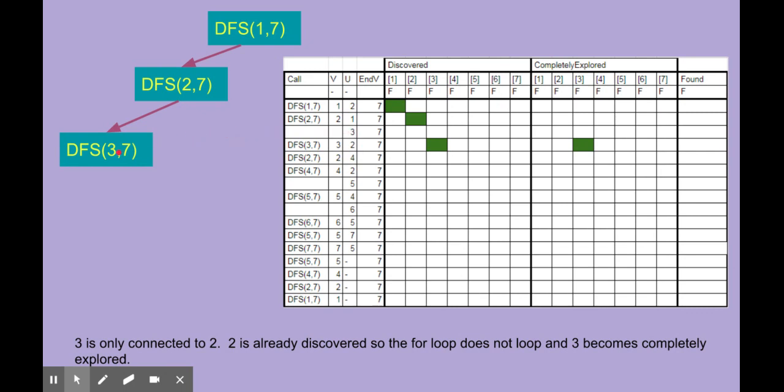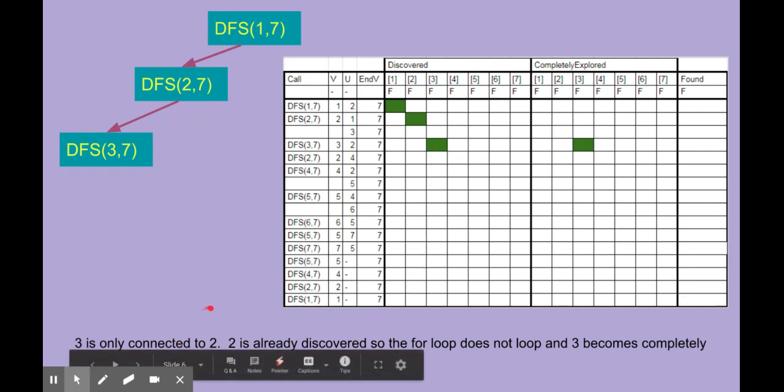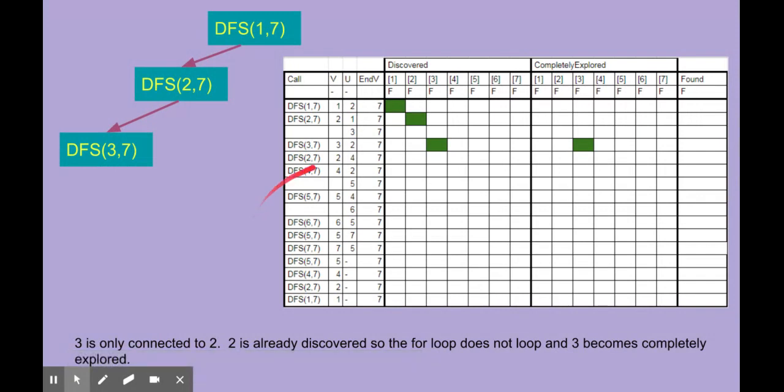So it calls 3. It does the call to 3 and 7. It's at this point that 3 becomes discovered as it recurses through. And then it's only connected to 2, which is already discovered. So the for loop doesn't loop anymore. And then therefore position 3 completely explored becomes true. So we've changed that to true now. So we've gone down to the end of that branch to 3, and it's been completely explored.